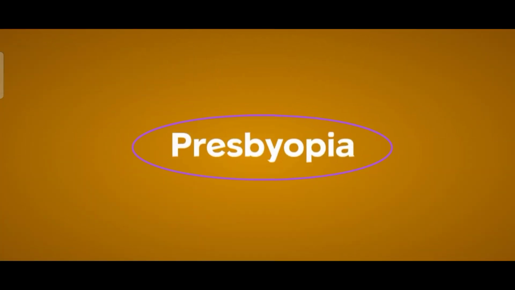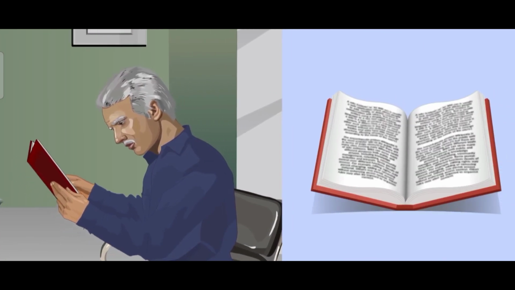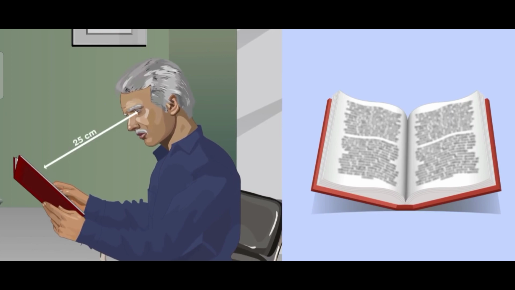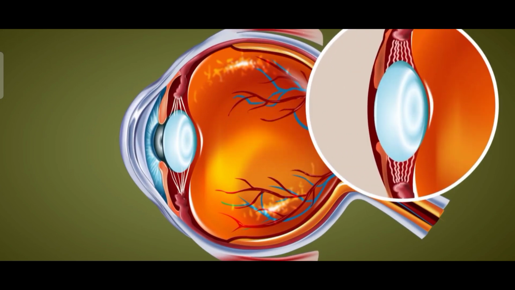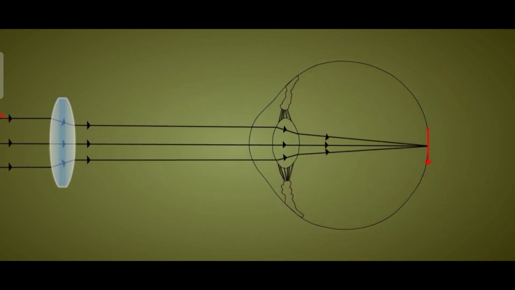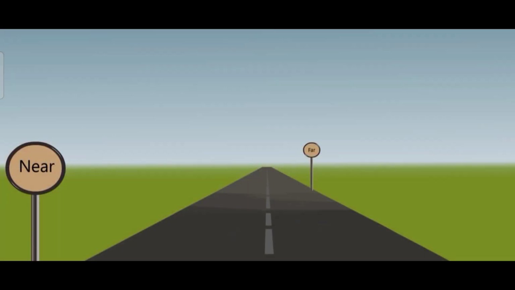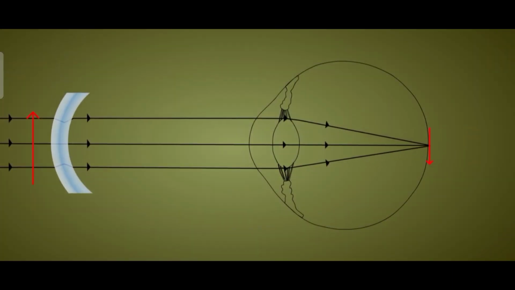The third defect we look at is presbyopia seen in elderly people. Here, nearby objects cannot be seen clearly due to the increase in the distance of the nearest point. This may be due to the weakening of the ciliary muscles or due to the decreased flexibility of the lens. This can be corrected using a convex lens of suitable focal length. At times, both nearby and distant objects cannot be seen clearly, and this can be corrected using bifocal lens. The upper part is concave, correcting distant vision, and the lower part is convex, correcting near vision.